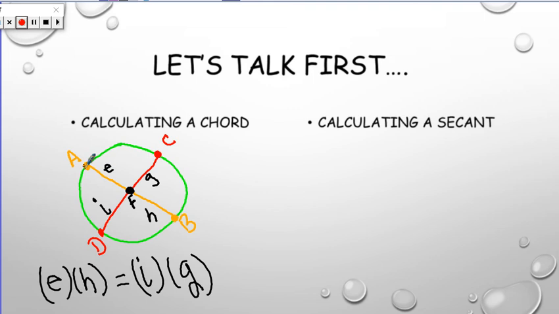And the way that I remember, the orange and the red line makes an X. And that stands for multiplication. That's the symbol for multiplication. So you break the pieces up, multiply them, and set them equal to each other.